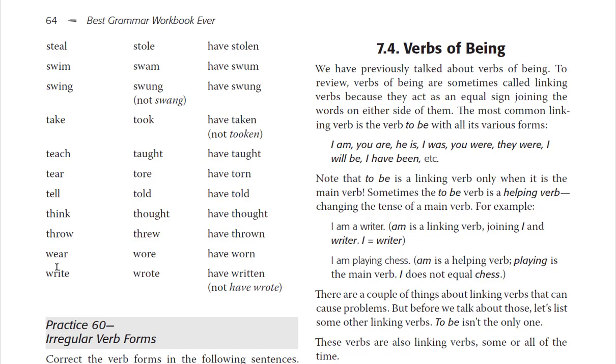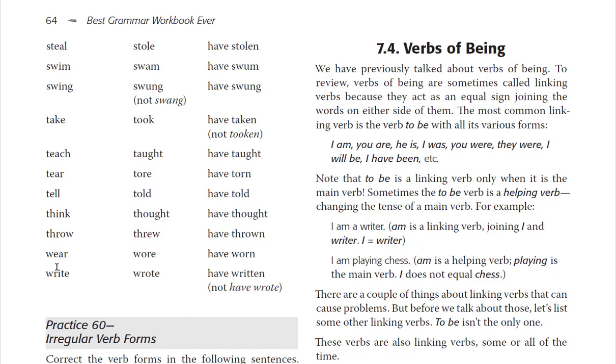I am a writer. Am is a linking verb, joining I and writer. I equals writer. I am playing chess. Am is a helping verb. Playing is the main verb. I does not equal chess.